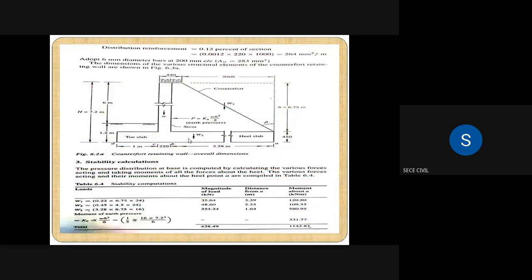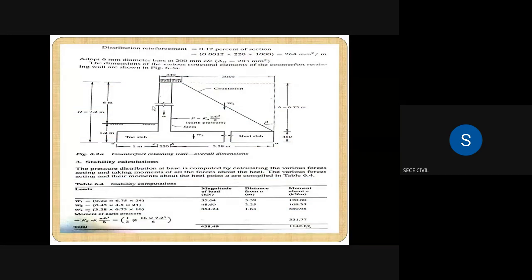Step 2 is design of stem. First we have to calculate the pressure intensity at the base. For that the formula is wH into (1 minus sine phi) divided by (1 plus sine phi), where H is equal to the height of the stem, the actual height above the base slab. We know the overall height is 7.2 meters. So 7.2 minus the thickness of the base slab, that is 450 mm, 0.45 meter. 7.2 minus 0.45, we are getting 6.75 meter. This is the actual height of the stem.